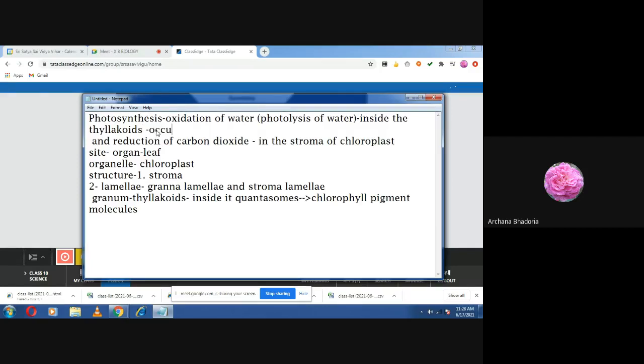It occurs in the presence of sunlight. Did you note down everyone? Yes, ma'am. Because it is called photolysis, it means the breakdown of water will happen in the presence of sunlight. Is it clear to you all? Yes, ma'am.